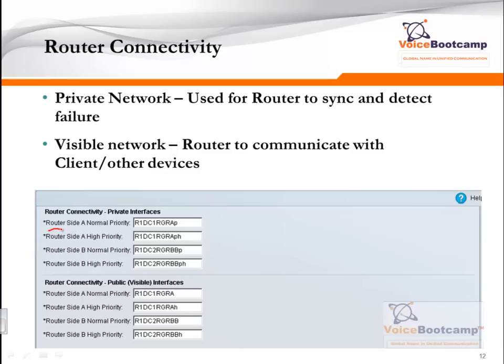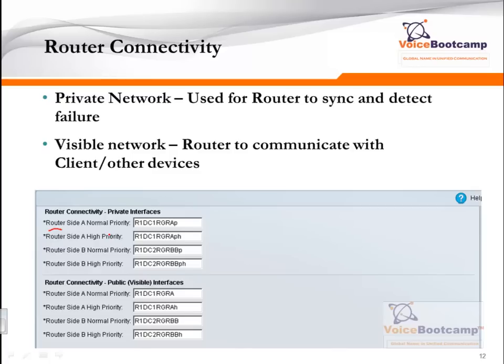In each router you will have a visible and a private network. Now you may have an additional network in the private for high priority traffic and normal priority traffic. So typically the proper design is, you will have router A and router B. Router A and router B will have two physical network cards which will be marked as private normal and private high. So both of these network cards will be local private area network, or private network.